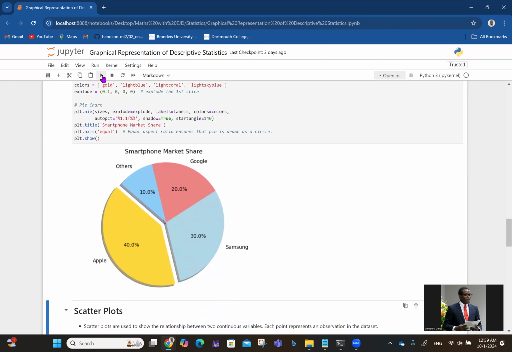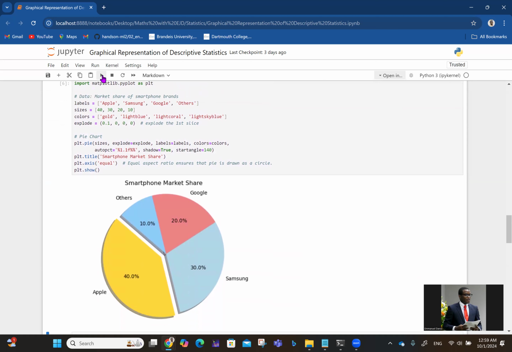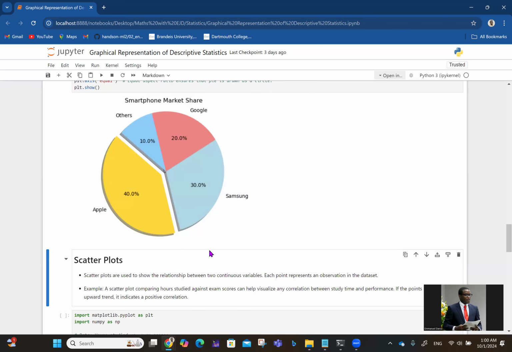So you see now, the highest market share is owned by Apple. So Apple owns 40% of the market share, followed by Samsung with 30%, Google 20%, and others 10%. So with this now, if all you want to see is who is doing better, the ranking of how well the brands are doing, a pie chart can quickly show you that also.